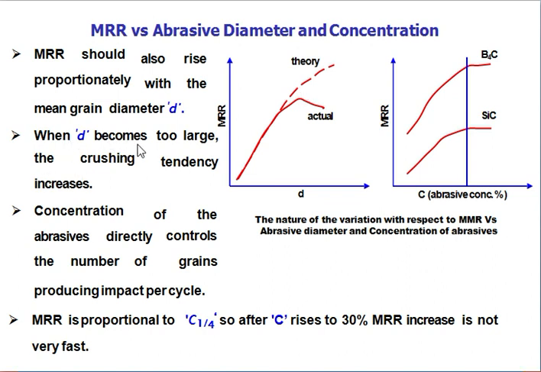And when the diameter D becomes too large, the crushing tendency also increases. Next, the concentration of the abrasive directly controls the number of grains producing impact per cycle. So MRR is also proportional to C^(1/4). After C rises to 30%, MRR is not going to increase very fast.